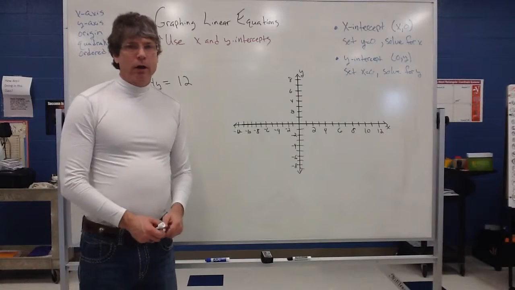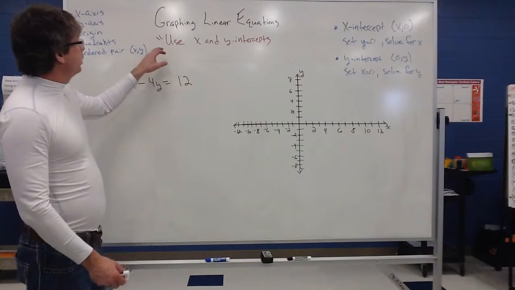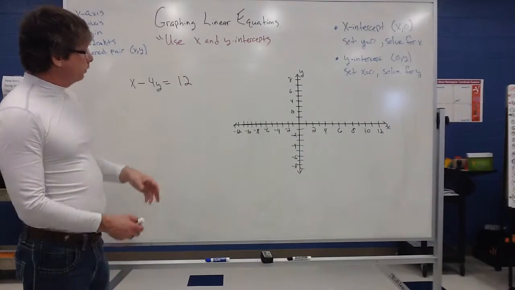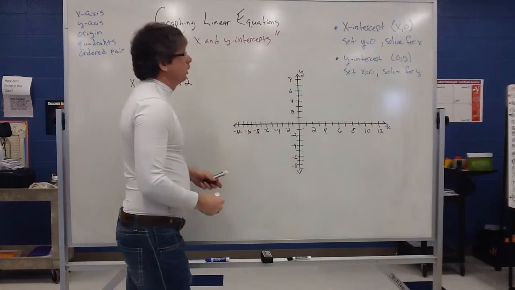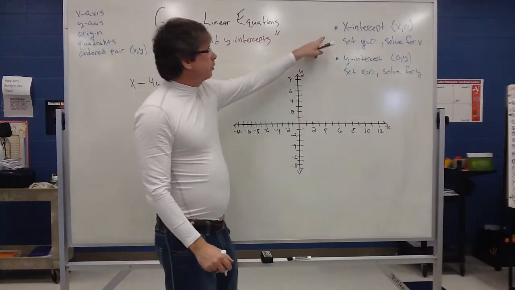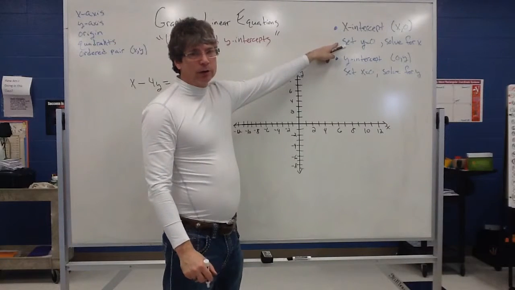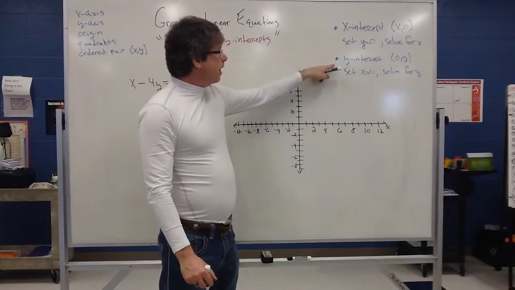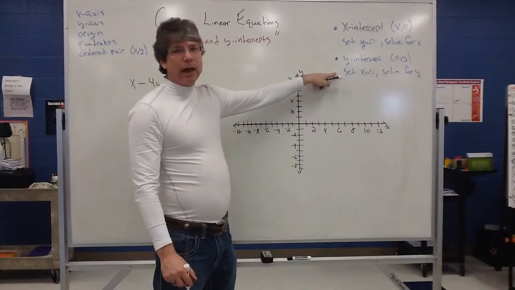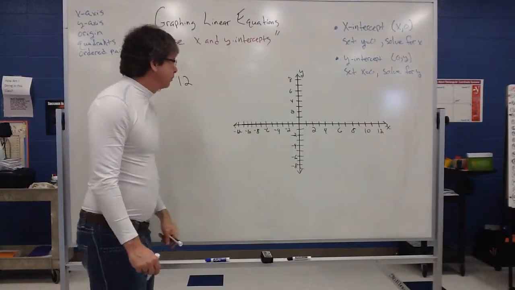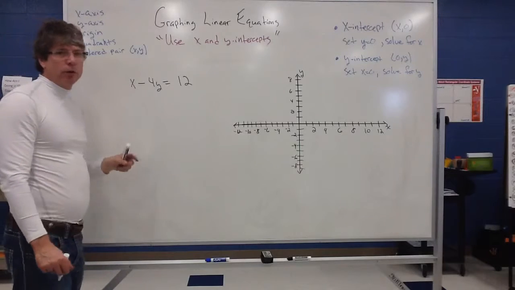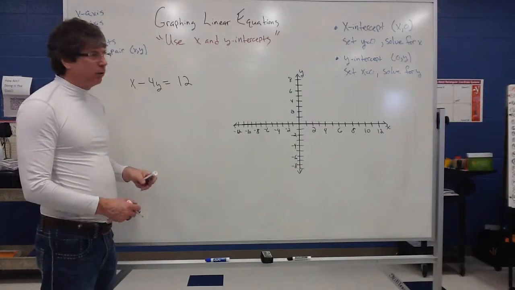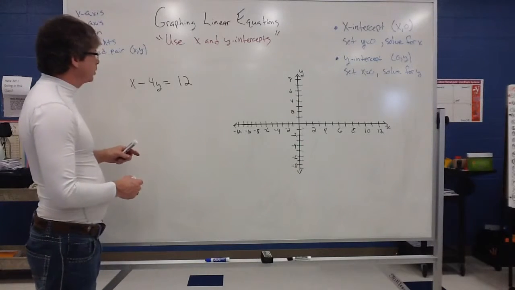So welcome back. We're going to continue graphing linear equations, and we want to use these x and y intercepts. Again, to find the x-intercept, our key is to set y equals 0 and solve for x. And again, to find that y-intercept, we're going to set x equals 0 and solve for y. So I do have an equation this time, and we do like it in this form when we're trying to find the x and y-intercept. It just makes it a lot more natural.